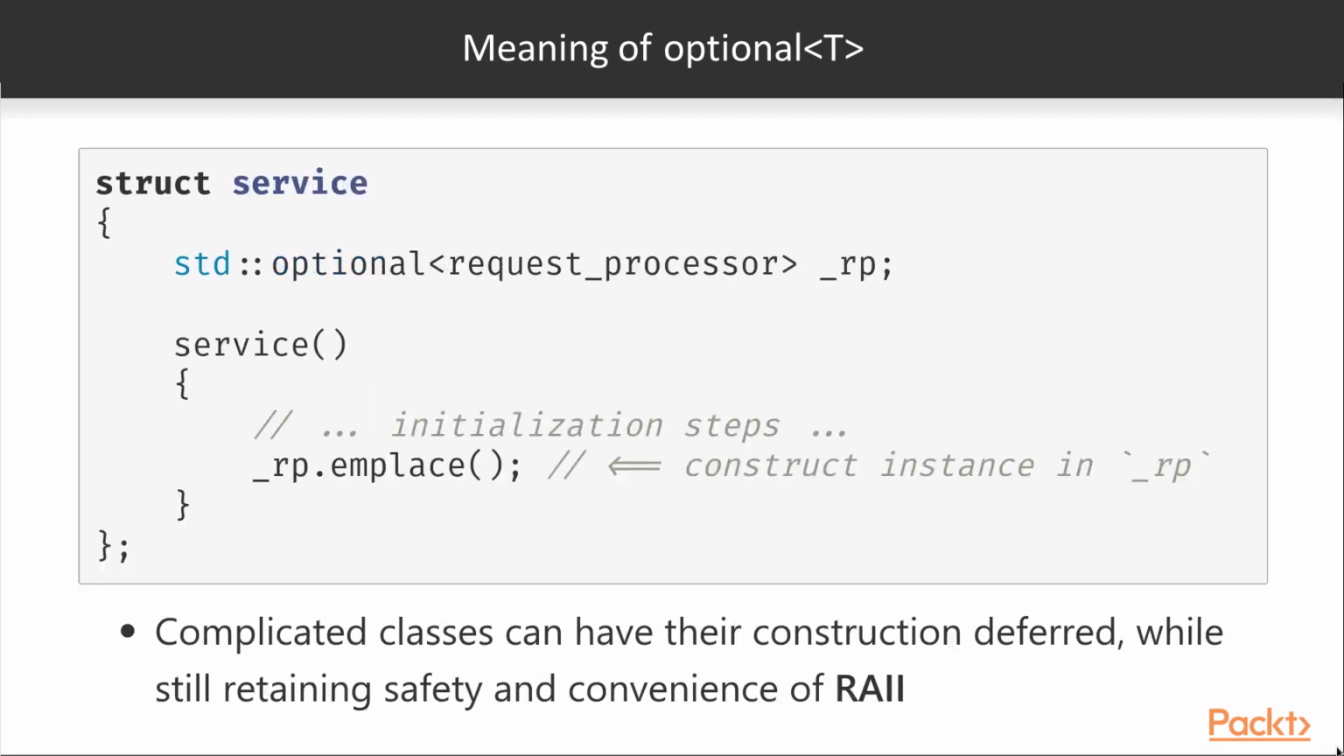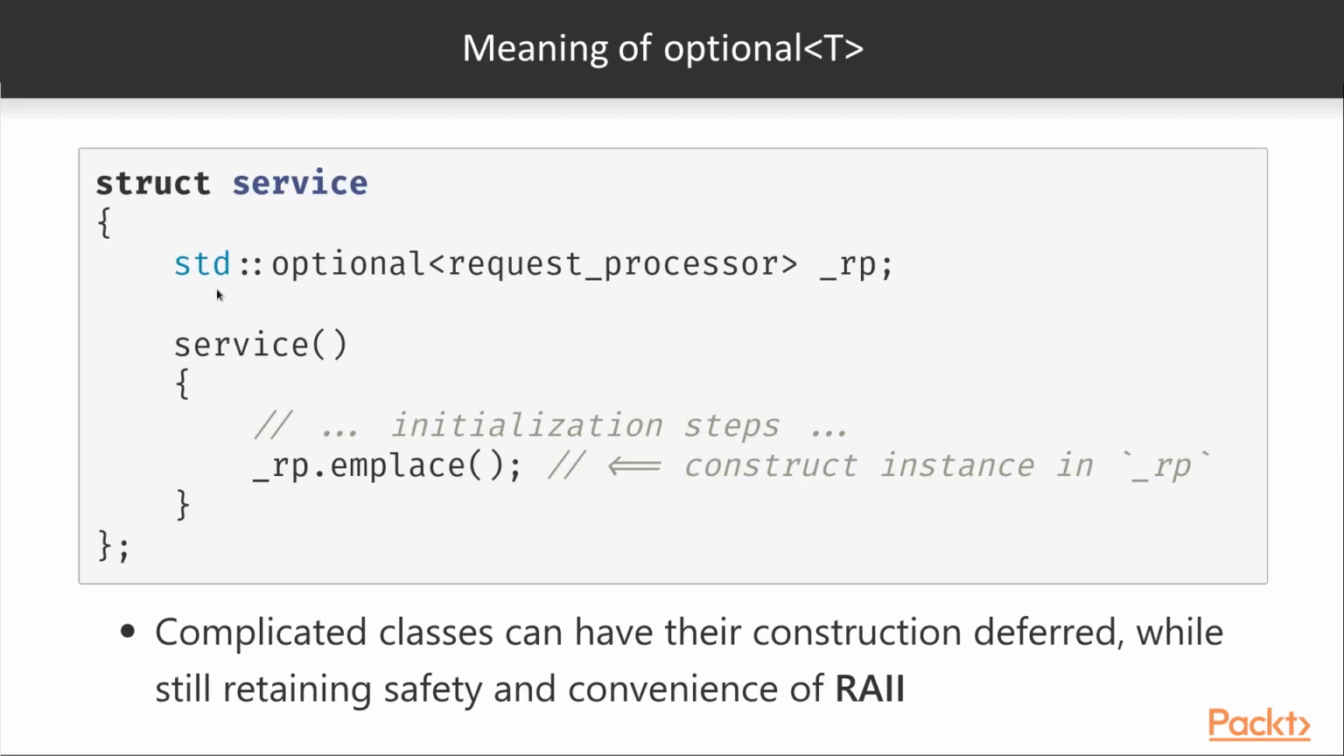And this is an example of when you would want to use optional to control the lifetime of an object. Imagine that you have some sort of microservice architecture and you're writing the class for this service, and you have a complicated component called request processor that maybe starts its own thread, does some initialization, and you want to prevent that component from being constructed until you do your own initialization for the service.